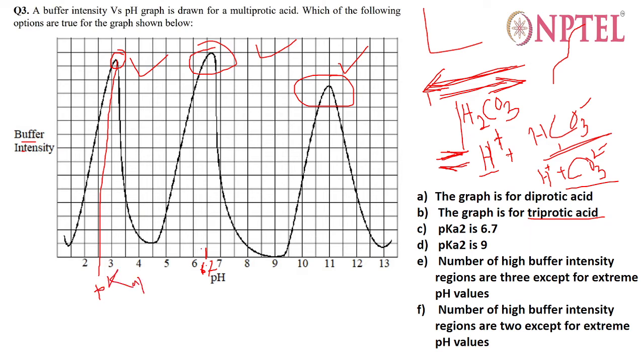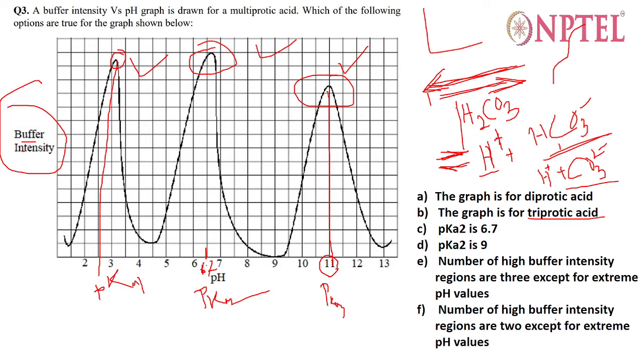This is pKa1, this is pKa2. I hope you can remember and correlate with the previous chapters, where it was explained what pKa1 and pKa2 are, and how they are related to the buffer intensity, right? And this is pK3. So we are getting three pKa values as it is a triprotic acid.